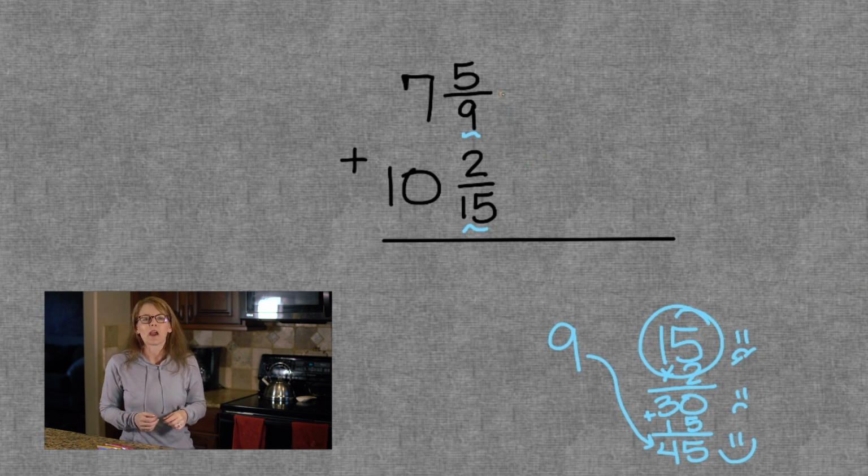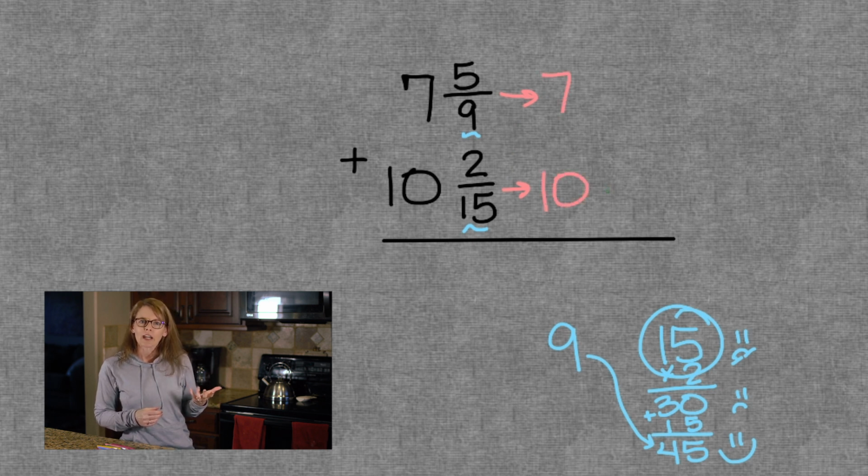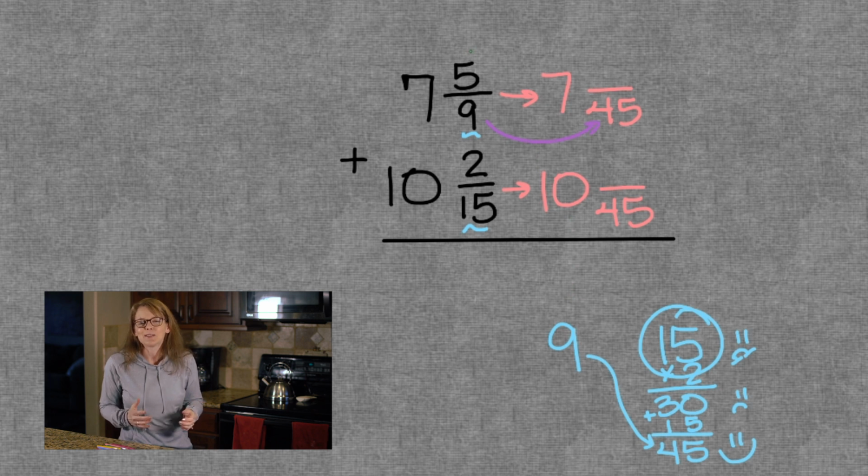Draw the transforming arrows. Bring over the whole numbers of 7 and 10 like this. Draw a fraction line and put our denominator we just spent all that time figuring out on the bottom of each. So 45 goes here and here. Draw rainbows to make equivalent fractions. Get a new color if you'd like to make it as pretty as possible.